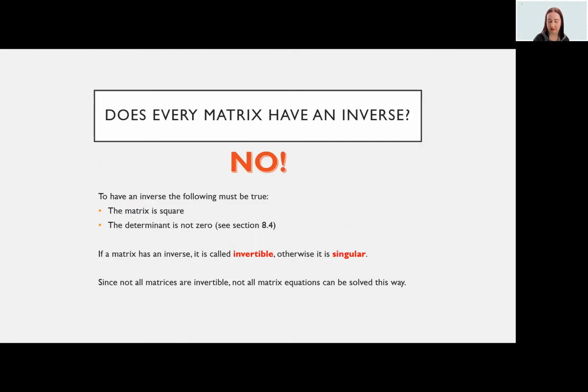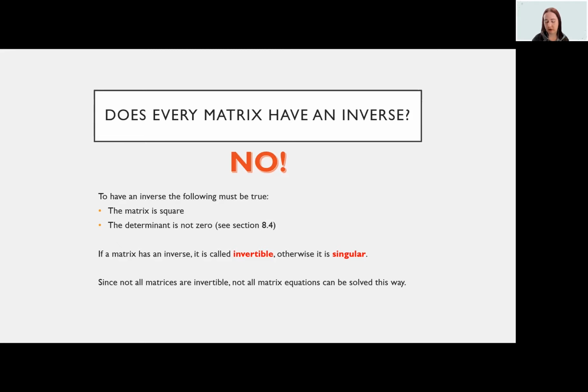So first, let's address, does every matrix have an inverse? The answer is no. So what this means is that you cannot solve every single matrix equation this way, because not every matrix will have an inverse. So while you can always do Gaussian elimination or Gauss-Jordan elimination, you can't always solve using this method. In order for a matrix to have an inverse, it must be square, so the same number of rows and columns, and the determinant of the matrix cannot equal 0, and that's actually covered in section 8.4.